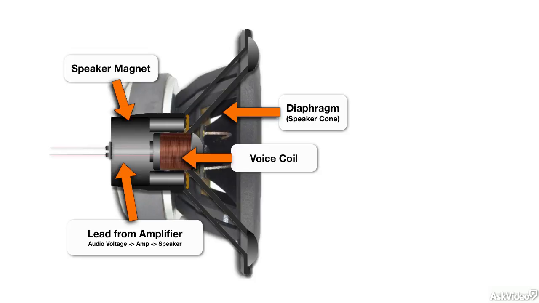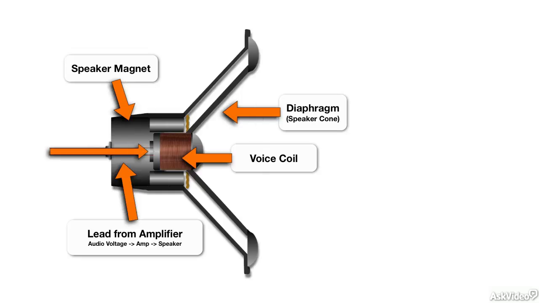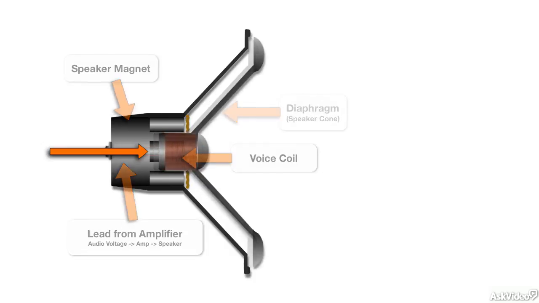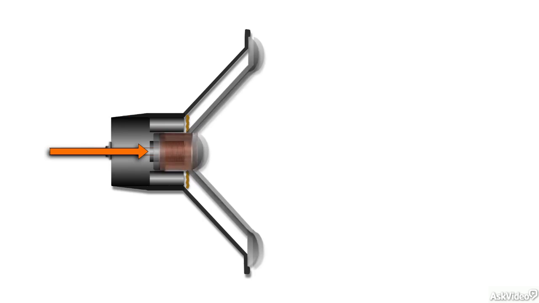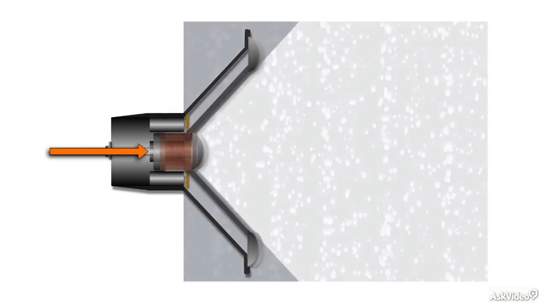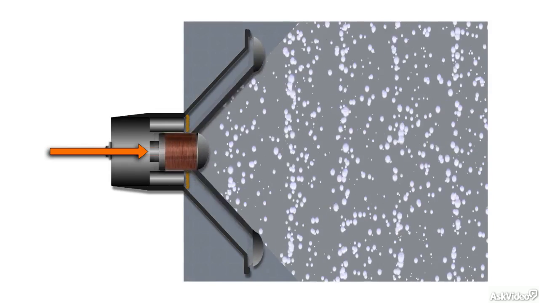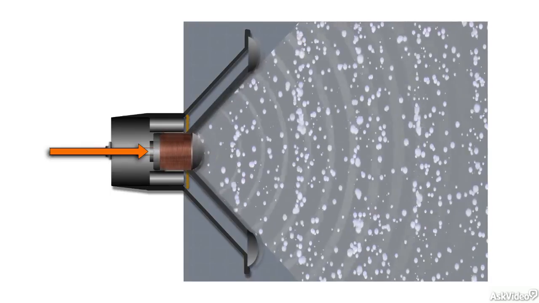When an incoming audio signal passes through the voice coil, it creates a magnetic field which interacts with the field of the permanent magnet. This causes the voice coil assembly and the attached speaker diaphragm to move back and forth as the polarity of the audio signal swings between positive and negative. Naturally, when the speaker moves, it displaces air molecules, creating compressions and rarefactions, forming an acoustic sound wave.